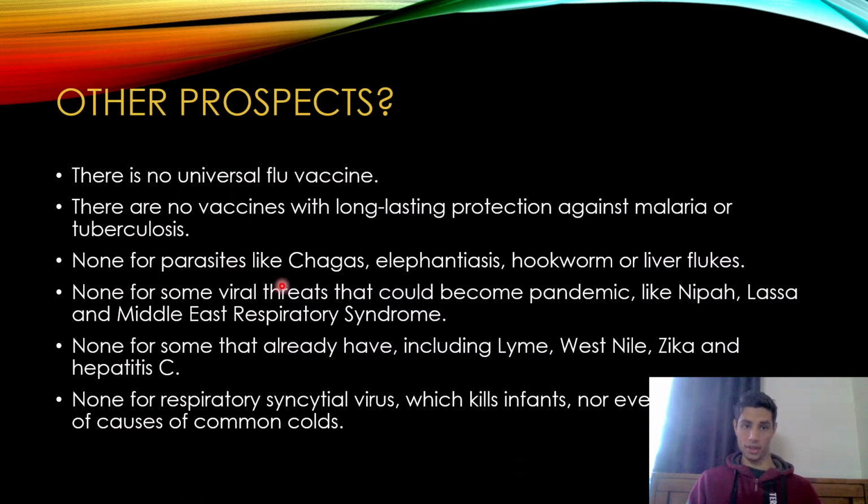Also, parasites like Chagas, elephantiasis, hookworm and liver flukes usually have no vaccines. We usually just use antiparasitics. It's really not a big deal, but having an immunity against those will come in handy. Also, there are none for viral threats that could become a pandemic, like Nipah, Lassa, and Middle East respiratory syndrome.